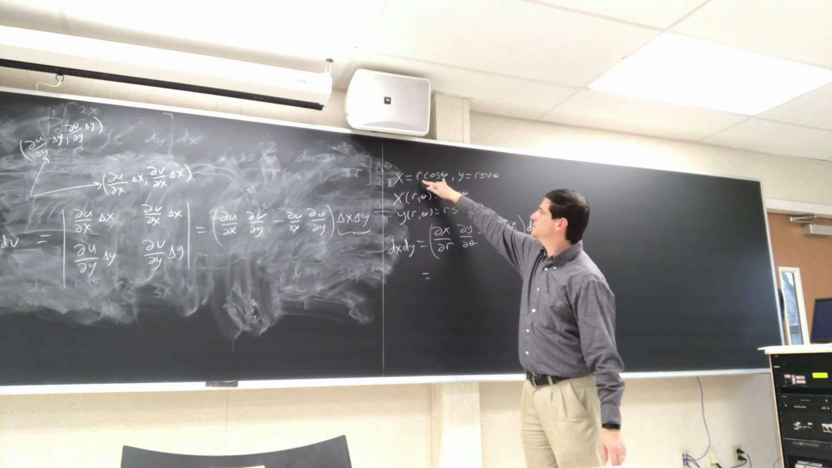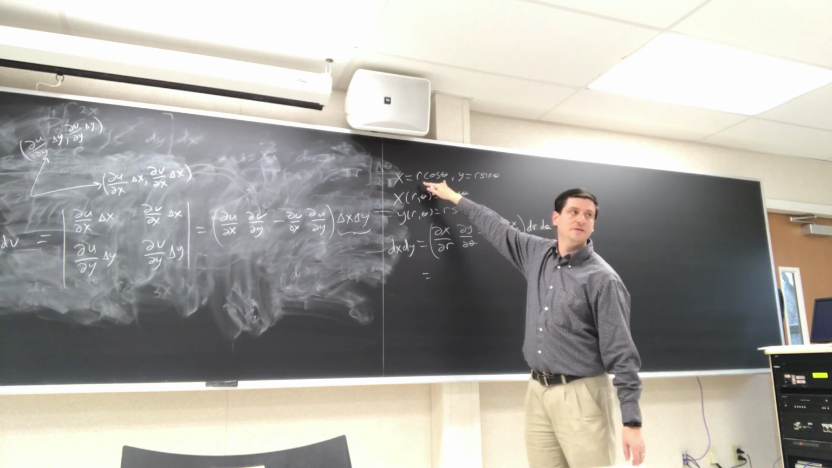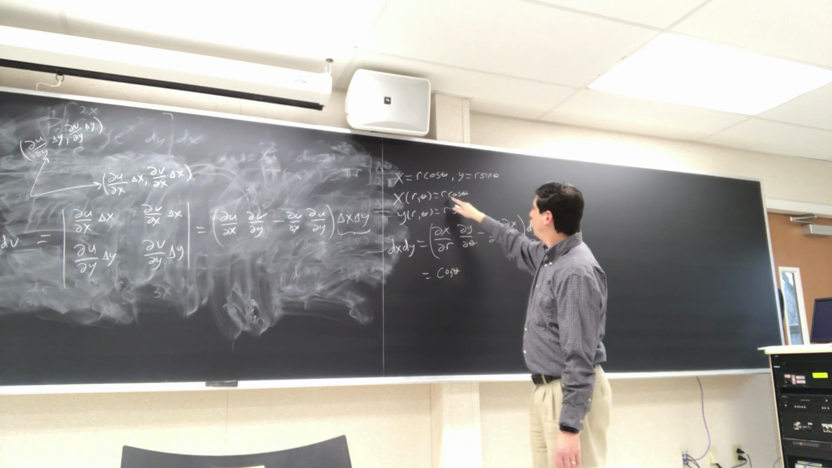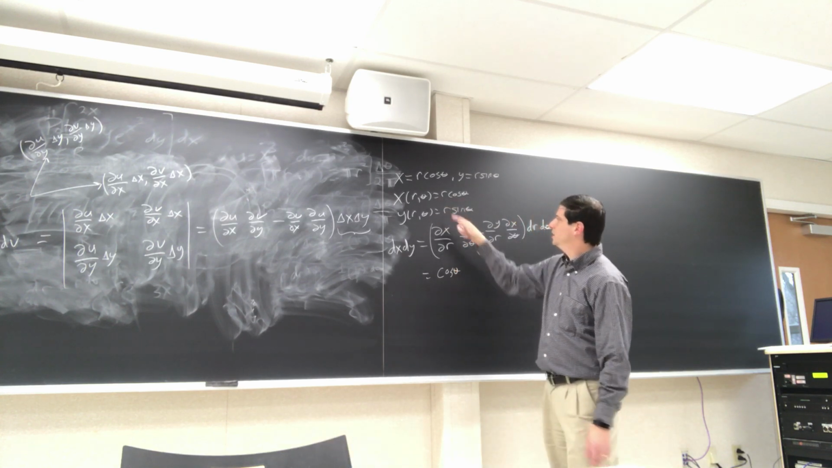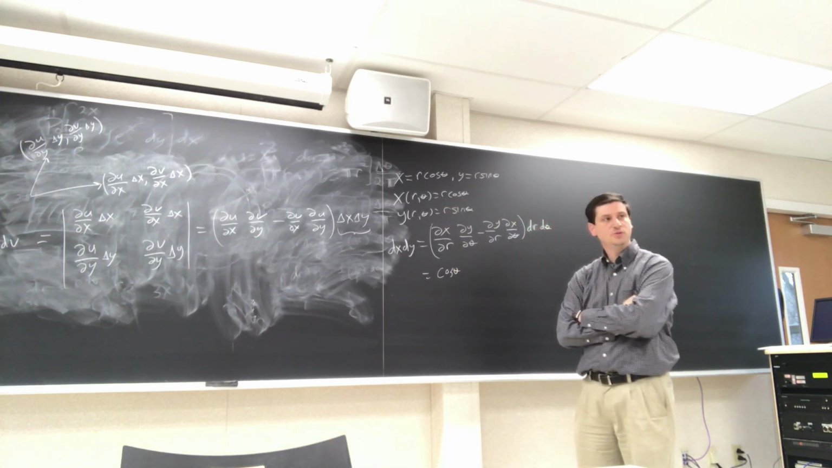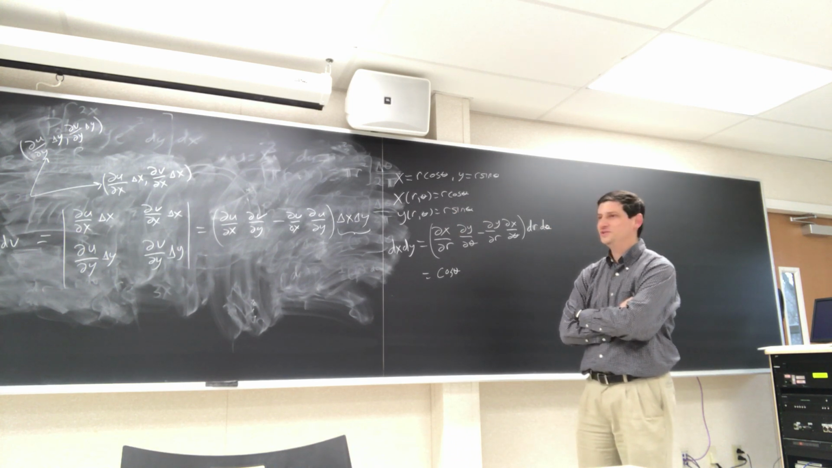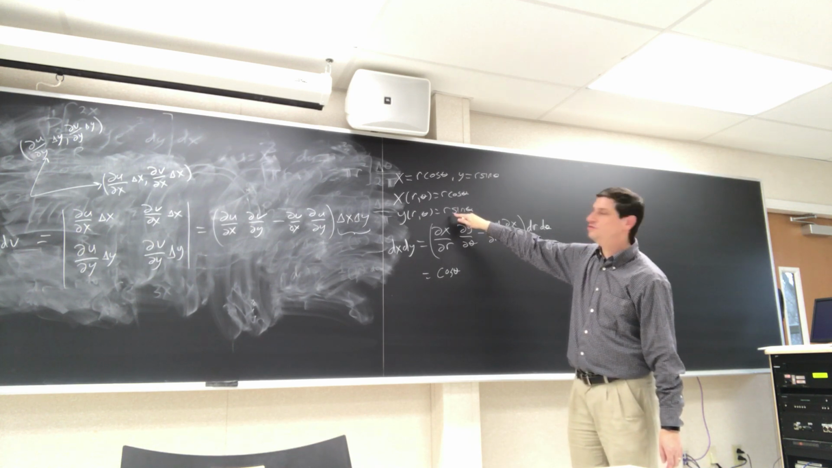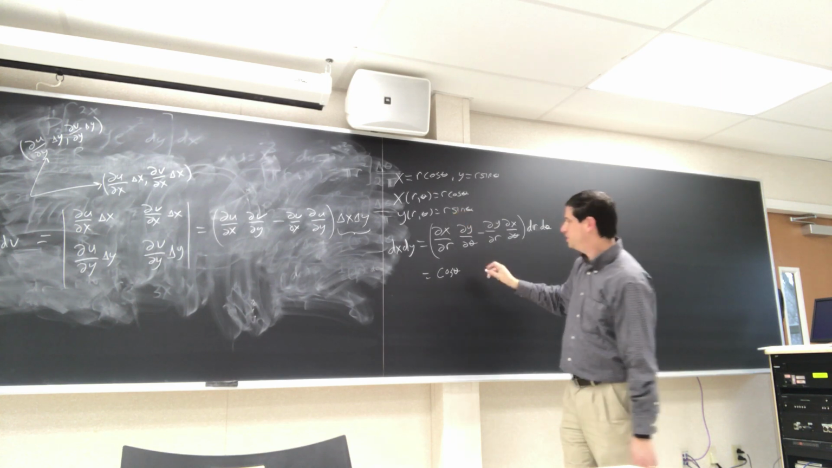So derivative of x with respect to r, what do we get? Cosine theta. Just cosine theta. What's the derivative of y with respect to theta? It's the derivative of r sine theta. So what would that derivative be? Sine theta. Almost. So we're taking the derivative of this with respect to theta. Oh, okay. So what would be the derivative of r sine theta with respect to theta? R cosine theta.